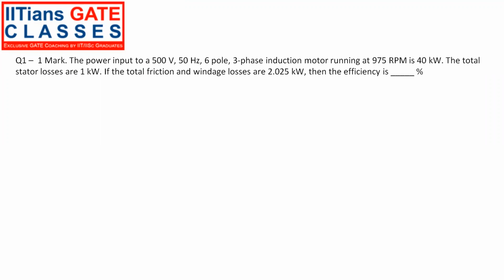The question says: the power input to a 500 volts, 50 Hz, 6 pole 3-phase induction motor running at 975 RPM is 40 kilowatt, and they have given us the stator losses as 1 kilowatt and the friction and windage losses as 2.025 kilowatt, and they are asking us to find the efficiency of the motor. For any machine, not just an induction motor, the efficiency is given by motor output by motor input.